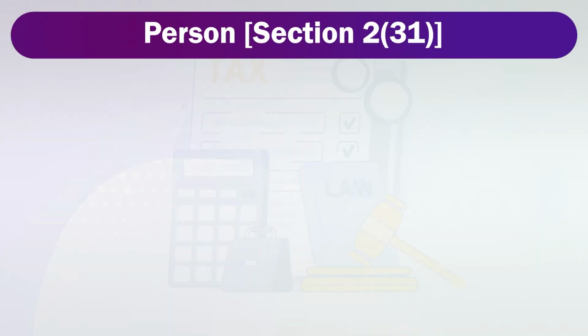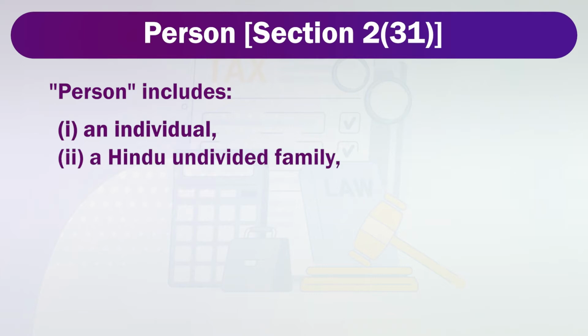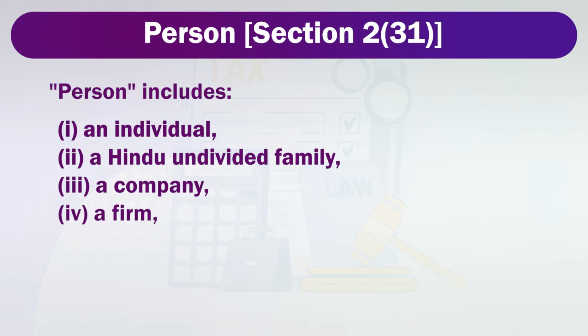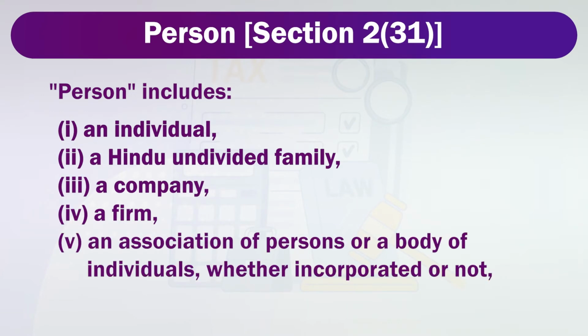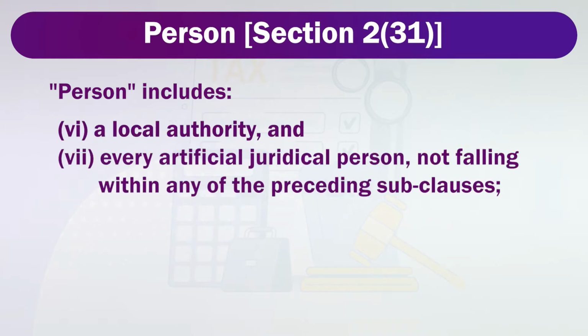Third concept is person, which is given under section 2 subsection 31. Person includes number 1, individual; number 2, a Hindu undivided family; number 3, a company; number 4, a firm; number 5, an association of persons or a body of individuals whether incorporated or not; number 6, a local authority; and number 7, every artificial judicial person not falling within any of the preceding subclauses.